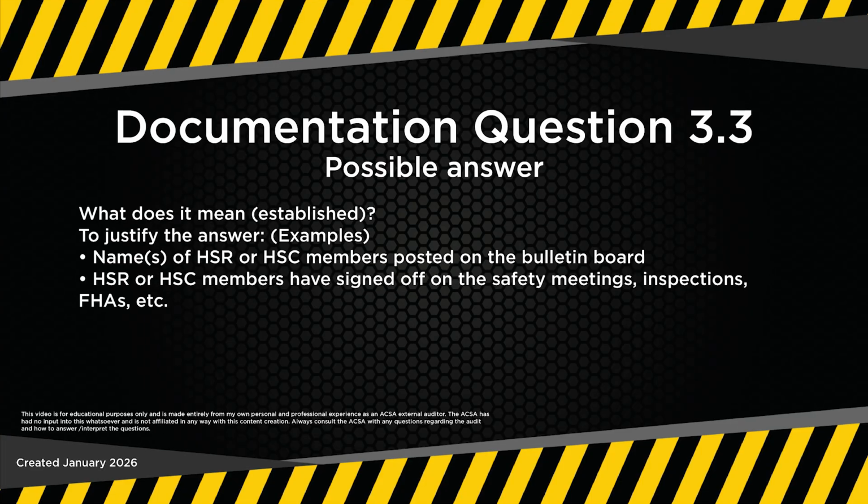A possible answer for this is that as an auditor, because it's a documentation question, you've seen the names of the HSR or the HSC members posted on the bulletin board, for example. Even though that's an observation, it's still a document that's posted. Or the HSR or the HSC members have signed off on the safety meetings, the inspections, and the formal hazard assessments and things like that. You're just looking for examples of documentation that show that the HSR or the HSC has been established.